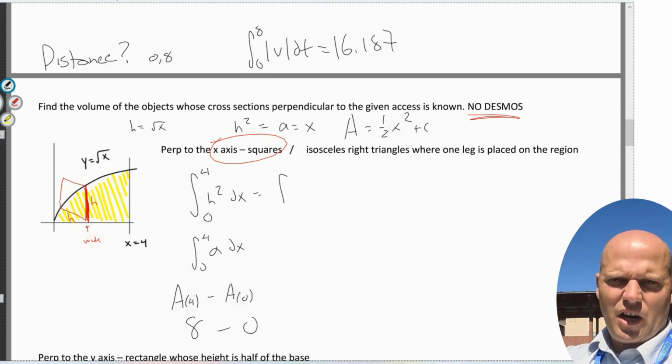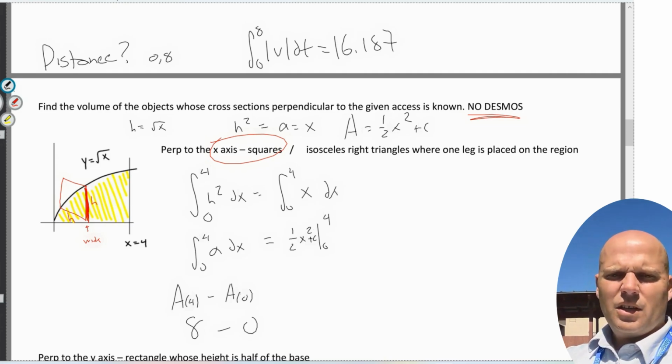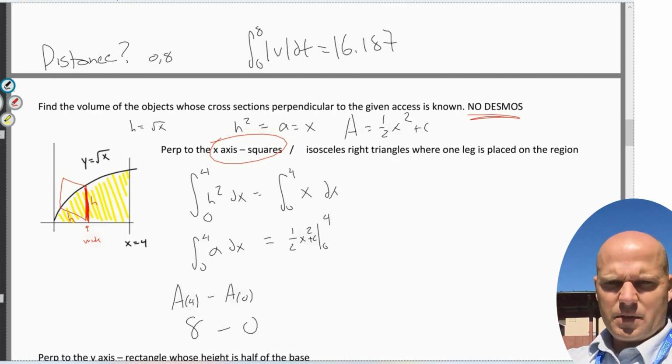Could have immediately just gone here and then be like, oh, I need that. We use this line as like, oh, I'm going to take the antiderivative, and then plug in 4 and 0 and subtract them. 4 squared, 16 divided by 2. Yep, good.